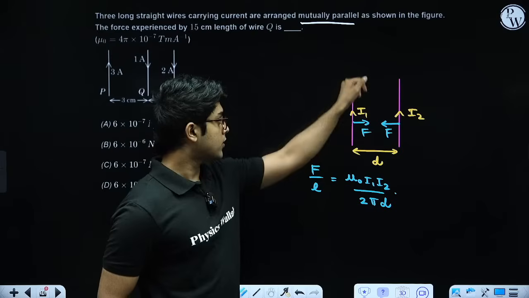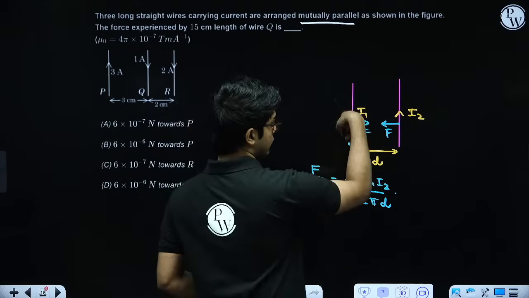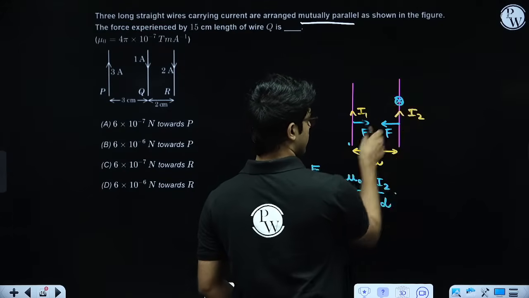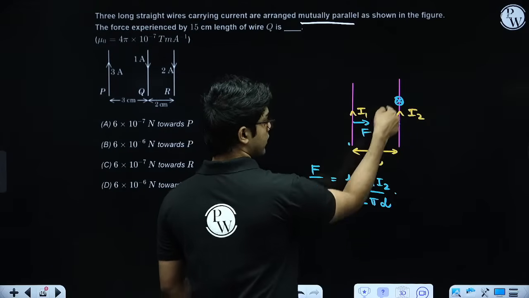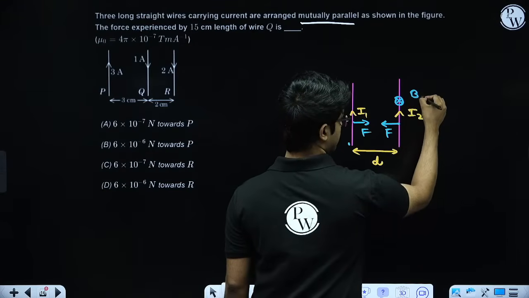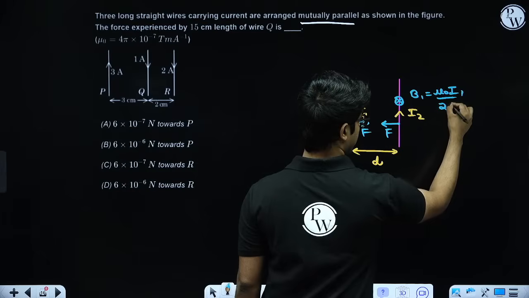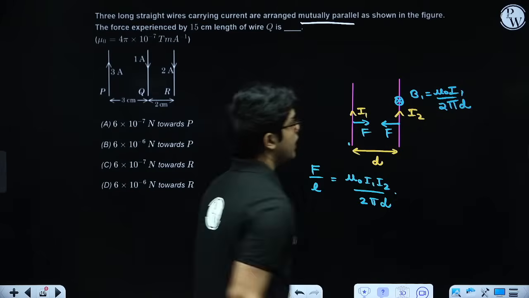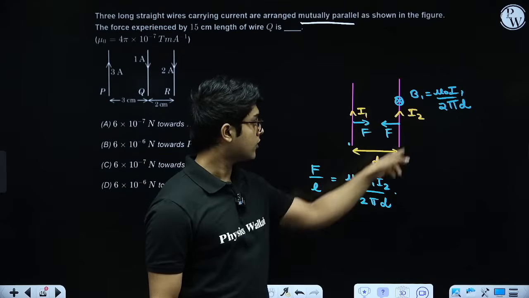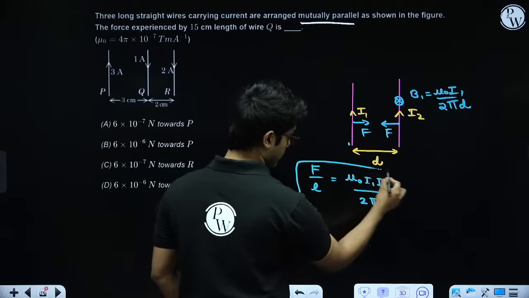You can easily find the magnetic field due to this current carrying wire at the second wire. Because of this wire only, the magnetic field at the second wire's location is into the page. You can just use the right hand rule. The magnitude of that field is mu naught I1 divided by 2 pi d. Then we'll do ILB, and we'll get the force acting on the second wire. But I'm not getting into the derivations here. This is the formula that we'll be using.